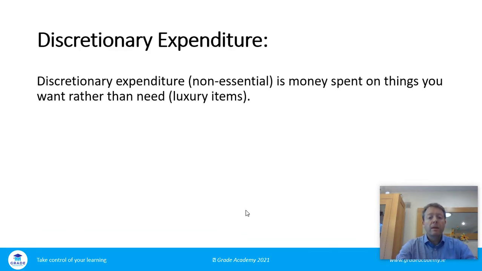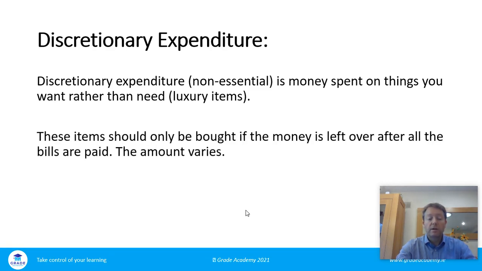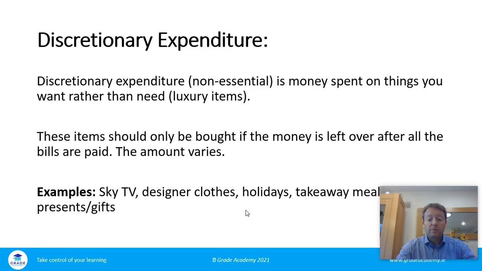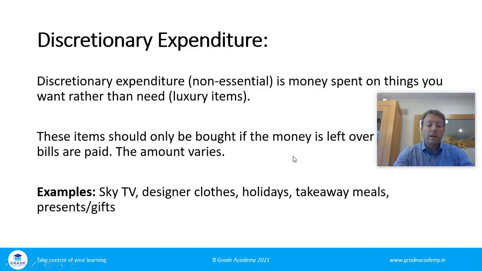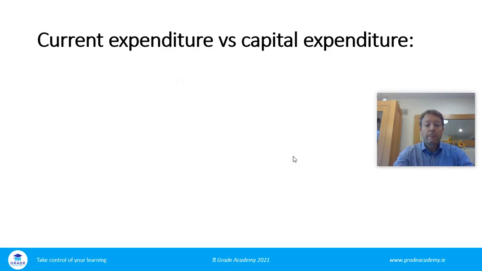Discretionary expenditure, or spending on non-essential items, is money spent on things you want rather than you need. For example, luxury items. These items should only be bought if the money is left over after all the bills are paid. The amount varies. For example, Sky TV, designer clothes, holidays, takeaway meals, presents and gifts.